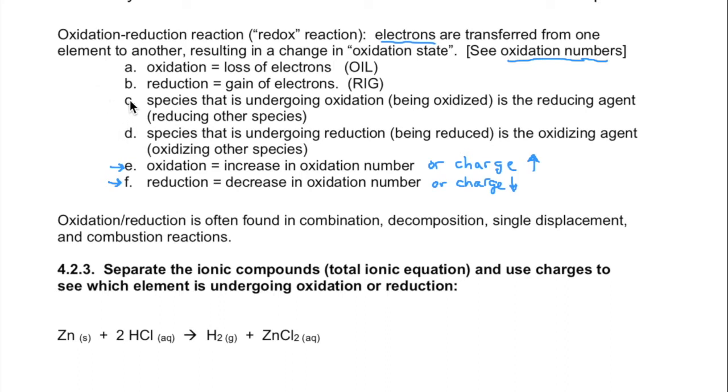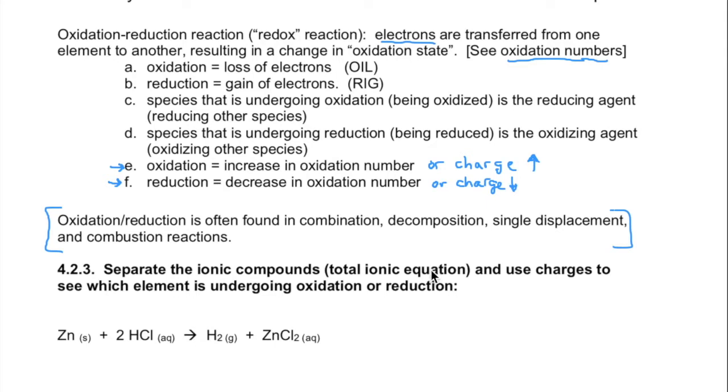C and D point out that oxidation and reduction always occur in pairs. So if one element is undergoing oxidation, then it's effectively causing a reduction in the other element that's present in the reaction. So sometimes it could be referred to as a reducing agent. I just wanted to put C and D for completeness. We're going to focus on looking at things more the way that A and B and E and F are listing it. And I did mention before that oxidation and reduction are found in the other four types of reactions.